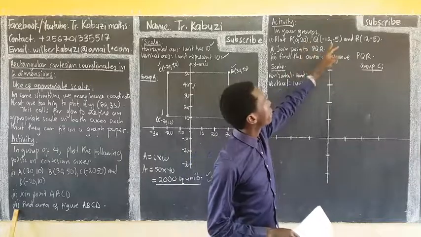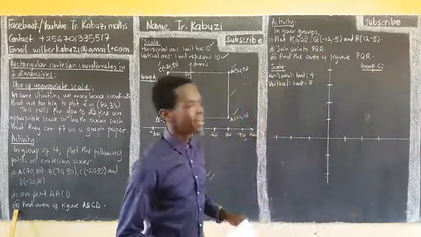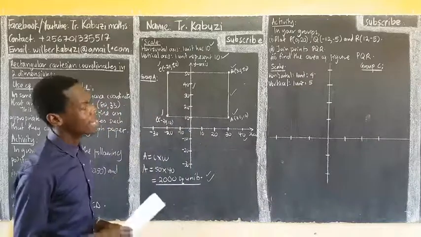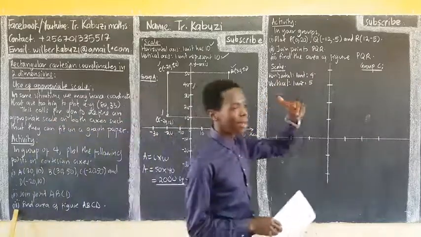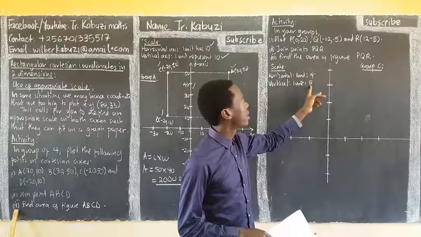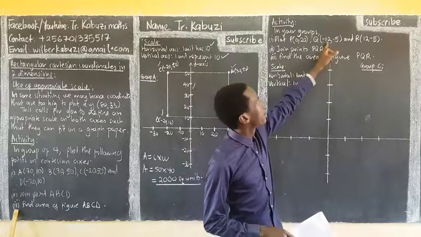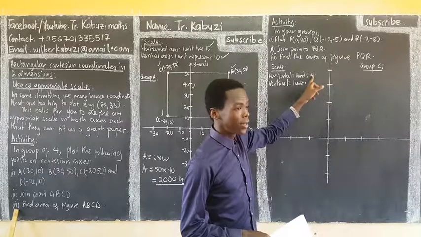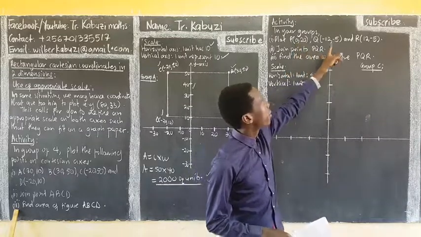Because these are multiples of 5. Oh, that one is different. That one is a good one. They are multiples of 5. So, because these are multiples of 5, you can easily use 5. Then for this, you are using 4, for the same reason, because these are multiples of 4.